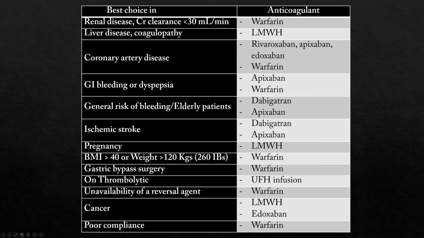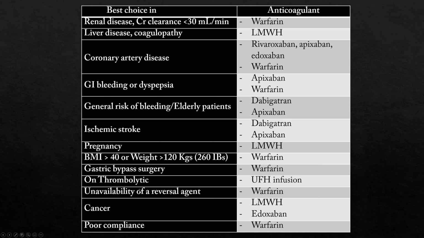In pregnancy, we talked about this, low molecular weight heparin. In people with a high body mass index, weighing more than 120 kilograms, now they talk about measuring the levels and increasing the dose of DOACs, and that's fine. But usually we don't do that, as we said. We can't measure the levels. So what are you going to do? You're going to use warfarin. Warfarin is better in these people. Gastric bypass, we said about this. We can't use DOAC. We use warfarin.